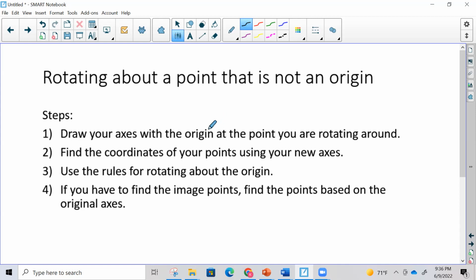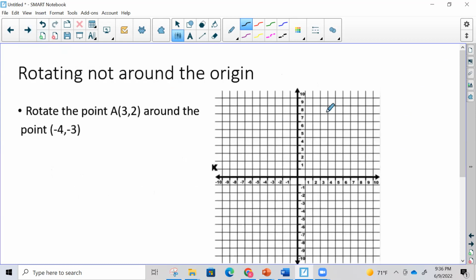I think some of the other videos show you a different way, but this is the way that I generally approach these problems. You're going to draw your axes with the origin at the point you're rotating around. You're going to find the coordinates of your points using your new axes. Then you're going to use the rules that we learned for rotating about the origin. If you have to find the image points, you find them based on the original axes and not the new one that you created. Okay, so let's take a look at what I mean by those steps.